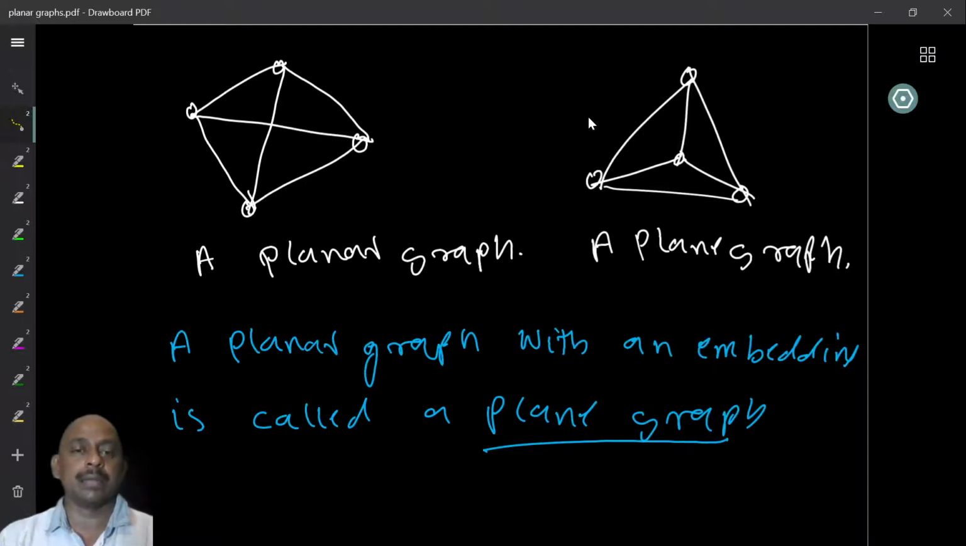Whereas the first drawing, you cannot say it's an embedding on the plane. So the first drawing is not an embedding. Therefore, the graph is planar, but it is not a planar embedding. So therefore, we don't say it's a plane graph. It is a planar graph.